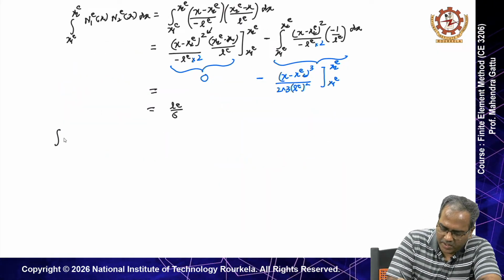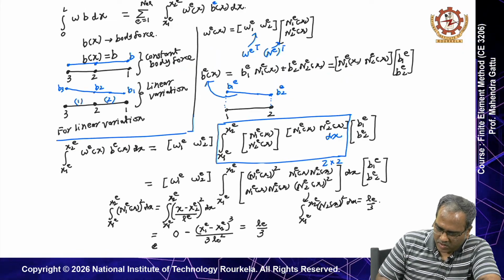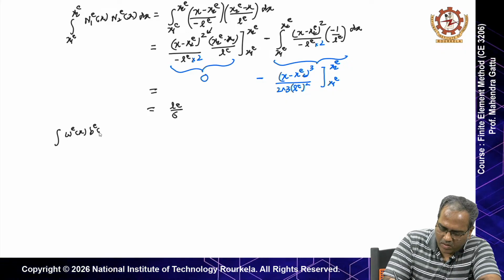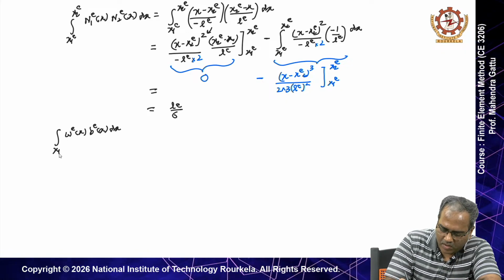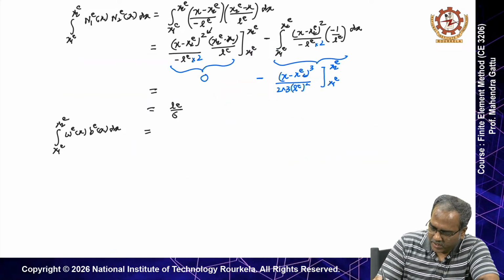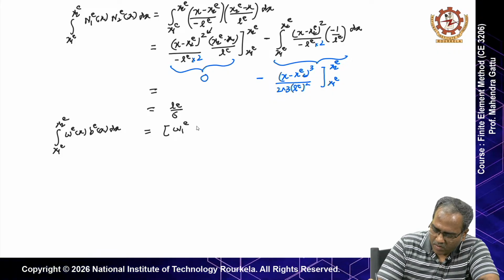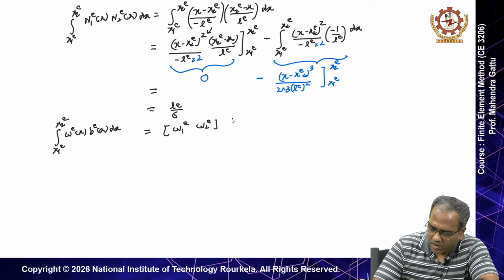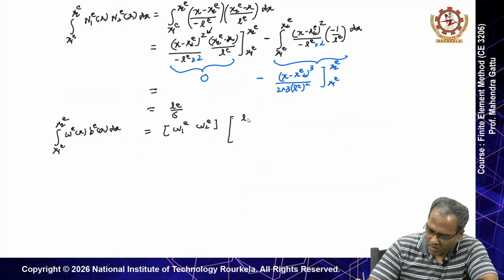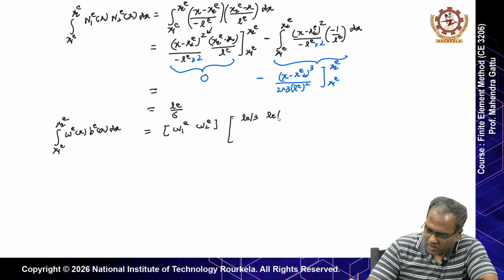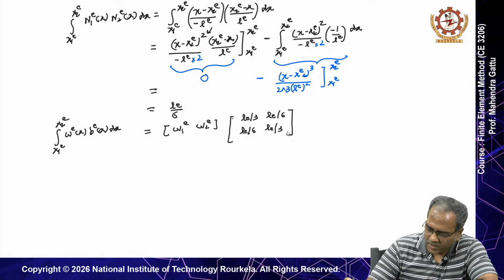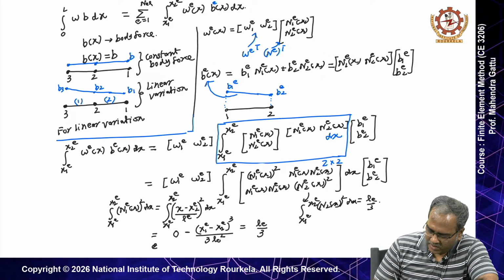So, effectively the integral of We(x) B(x) dx, what you are getting is, we are getting W1e, W2e, and then we are getting the matrix Le by 3, Le by 6, Le by 6, Le by 3, and then B1e, B2e.